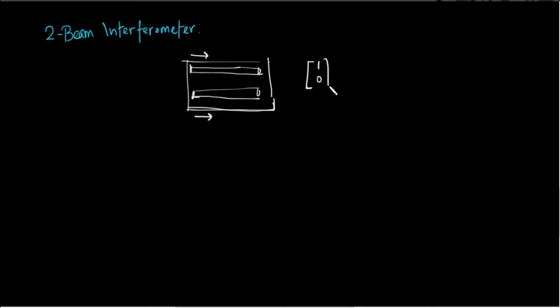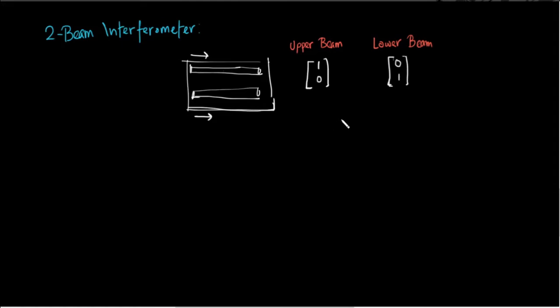1, 0, if it is in the upper channel, the upper beam. And if the photon is in the lower beam, we say that the state of the photon is 0, 1. Well, simple enough.